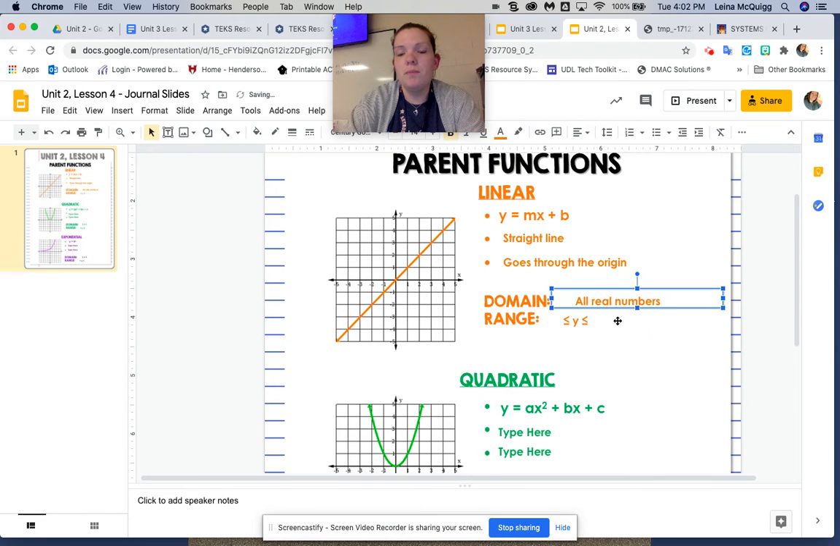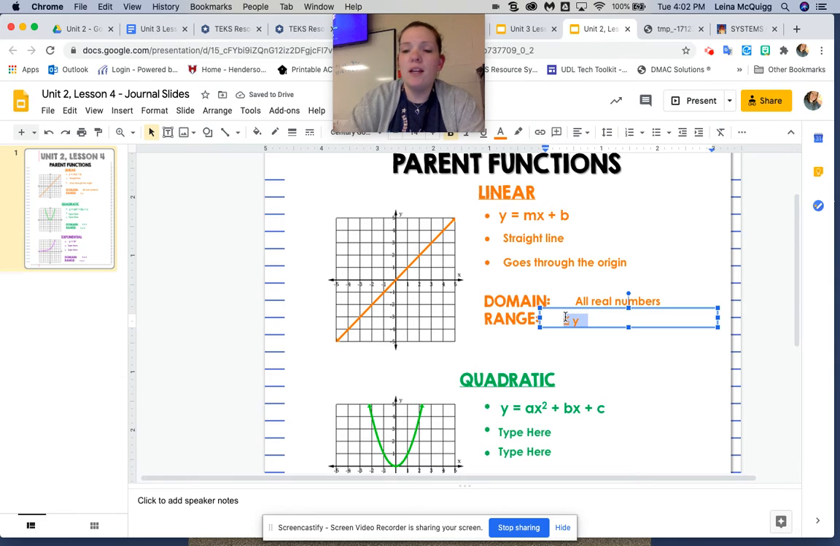All real numbers. My range is bottom to top. At the bottom of this, I've got another arrow. It's going to keep going. At the top, I've got another arrow. It's going to keep going. So again, I don't need these symbols. We can say my range is all real numbers.